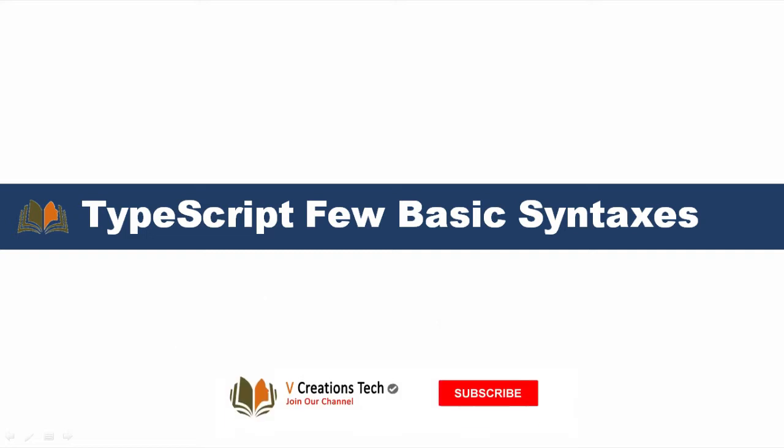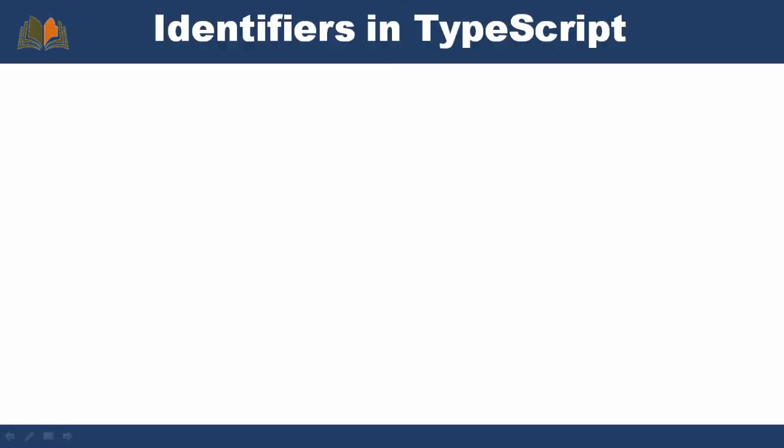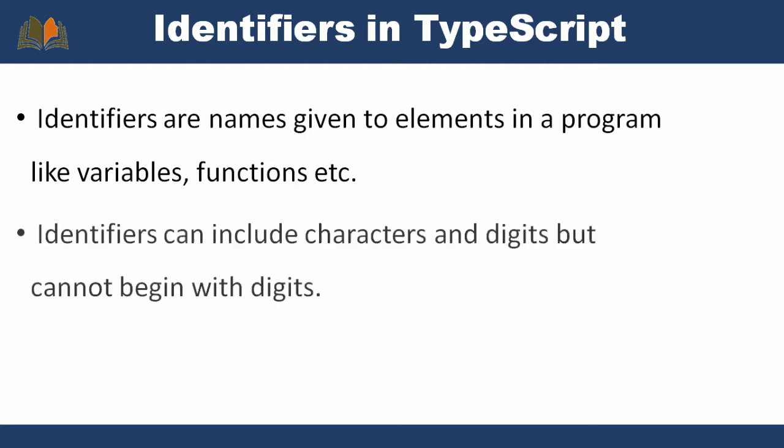And today in this video we will talk about a few of the basic syntaxes of TypeScript. The first one is identifiers in TypeScript. Identifiers are nothing but the names which we give to our functions or variables. The identifiers can include characters and digits, but they cannot begin or start with digits.